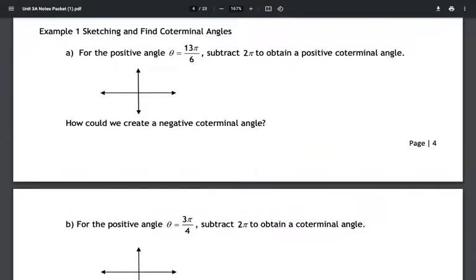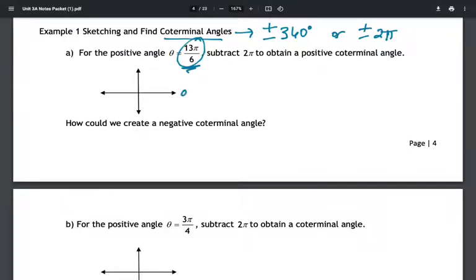Okay, so in this first example, they want us to sketch and find any coterminal angles with 13 pi over 6. Basically the best way to get coterminal angles is to go full circle from where this angle is by adding 360 degrees or adding or subtracting 2 pi. So to get coterminal angles, you'll always add or subtract 360 degrees if the angle was given to you in degrees, or you're going to add or subtract 2 pi, which is the same thing as 360 in radians. So you're going to add or subtract 2 pi to get a coterminal angle. So 13 pi over 6.